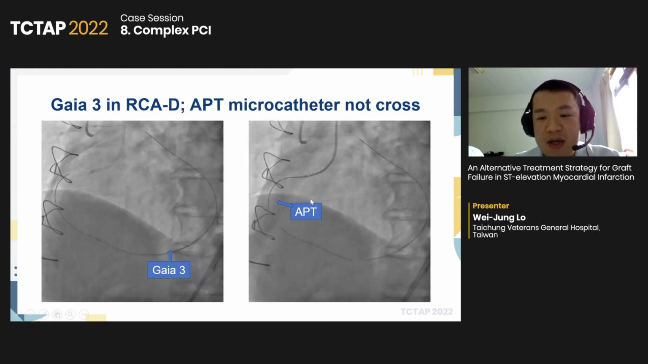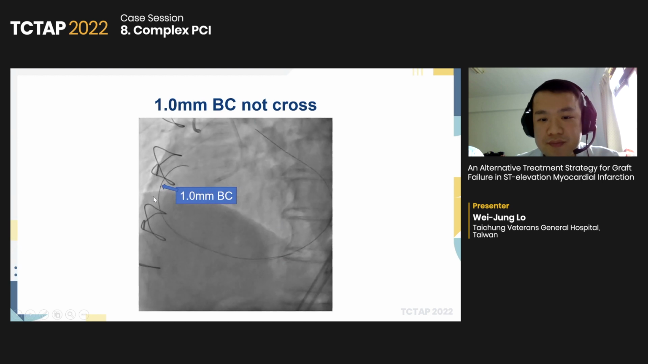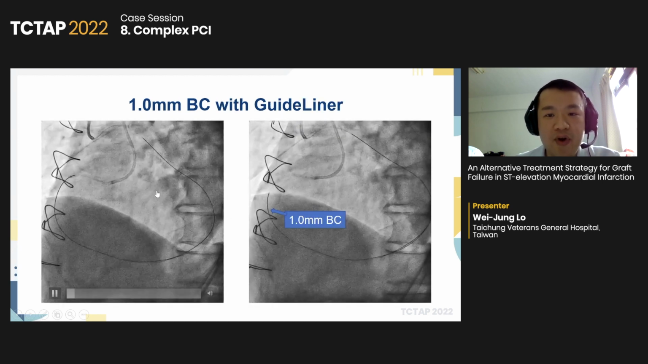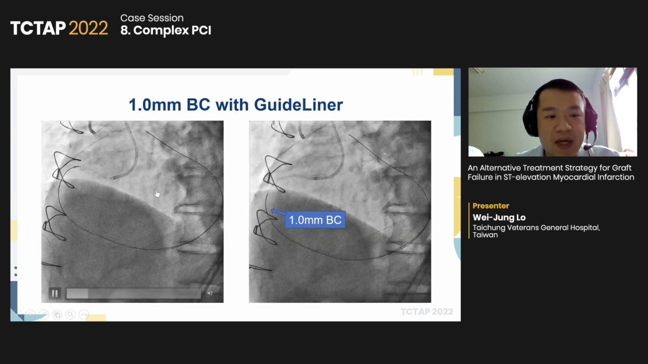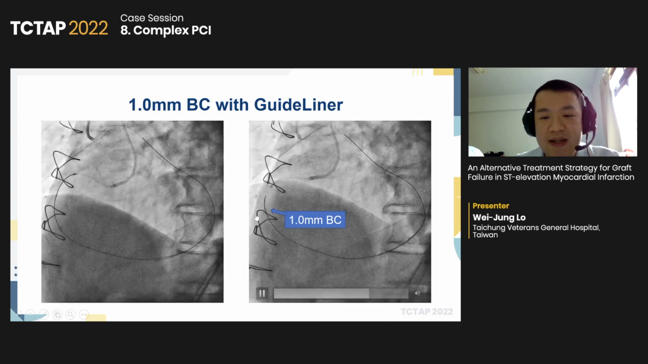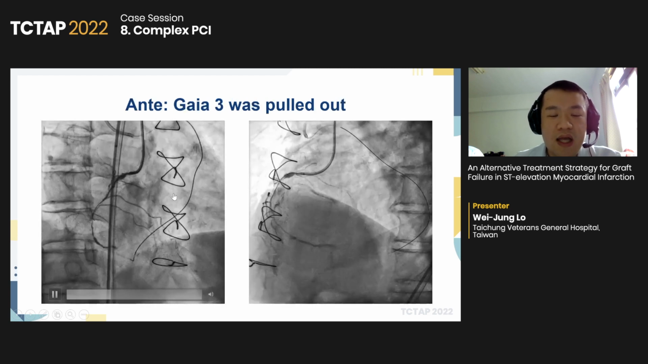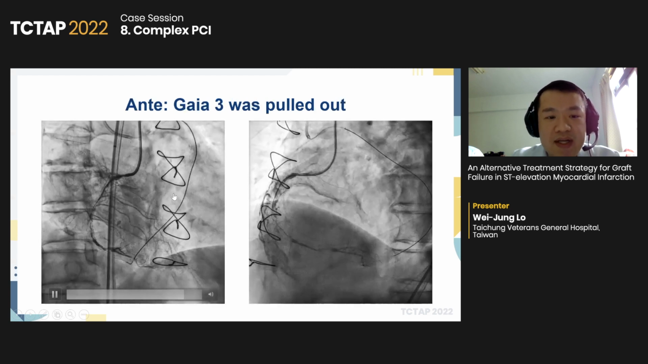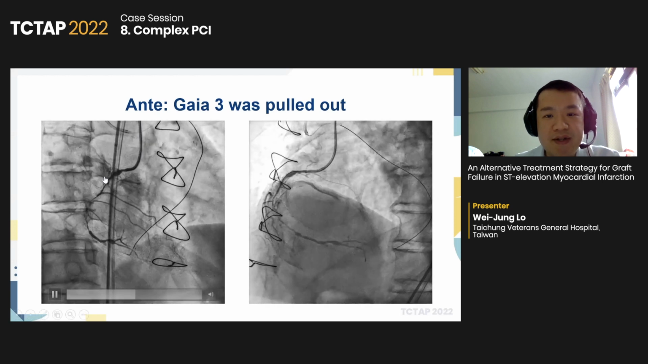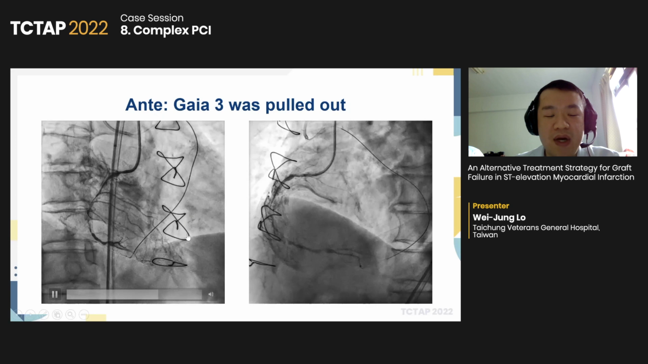However, the microcatheter and the 1 millimeter balloon catheter could not cross the RCA CTO lesion. With support of a Guideliner, the 1 millimeter balloon catheter could cross the CTO lesion, and the middle RCA was dilated with this balloon sequentially. And during retrieval of the balloon catheter, the antegrade Gaia Third was flowed out due to severe impingement of the guide wire and balloon catheter.